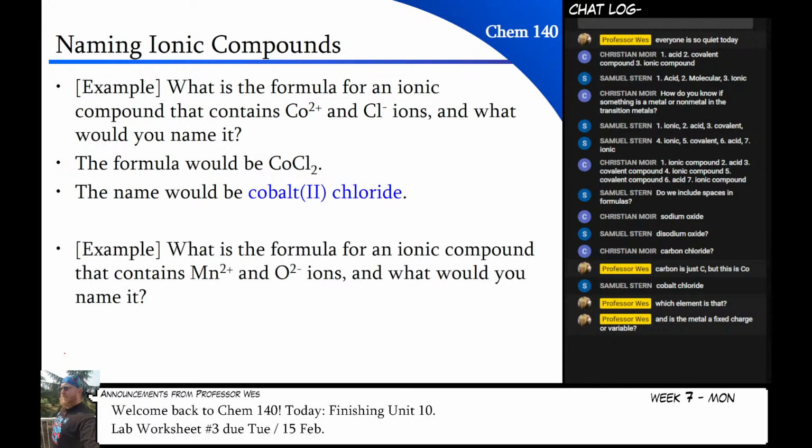All right, I'm going to give you another one. So make the formula out of it, and then tell me what you would call it. Remember, for the metal, if you don't know if it's fixed or variable, look at your periodic table and tell me what group it is in. If it's in the groups that follow the octet rule, you don't need to put parentheses charge. But if it's not in one of those groups, you do have to include the charge as Roman numerals. All right, I'll give you 2 minutes, and we'll check back in just a bit.